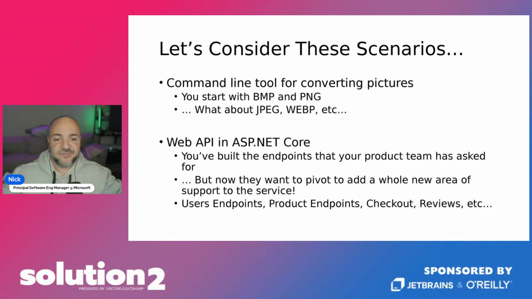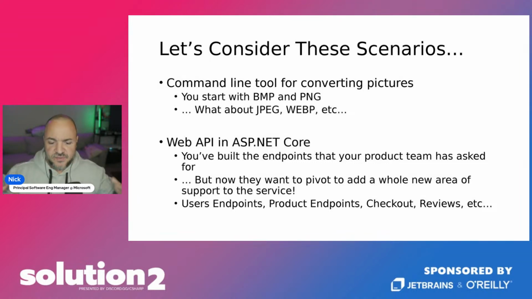Okay, so some different scenarios to think through, and then I'm going to try to explain how plugin architectures can tie into this. So let's think about a command line tool. Maybe you want to convert pictures. It could be other types of media, but for this example, you're going to build this command line tool to convert pictures, and you're going to start converting bitmaps to PNGs. And you go build out that conversion.